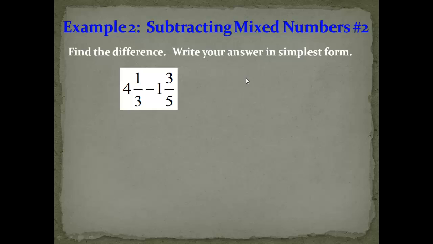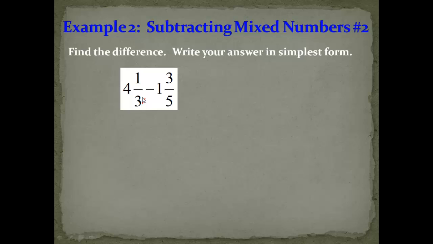Now we're going to look at a second way that we can do these problems. So for our second example, we're going to find the difference and we're going to write our answer in simplest form. We have 4 1/3 minus 1 3/5. Our first step is the same. We're going to find common denominators.